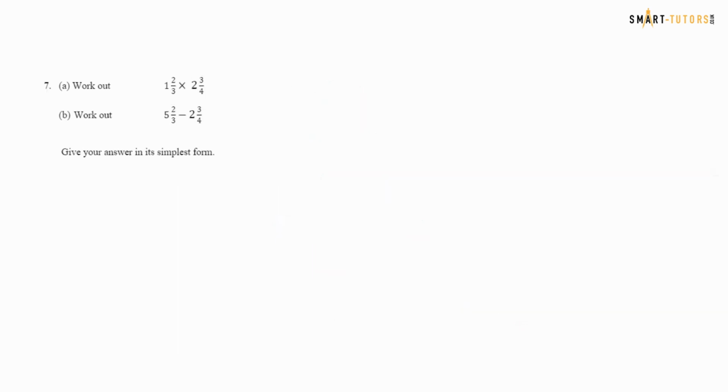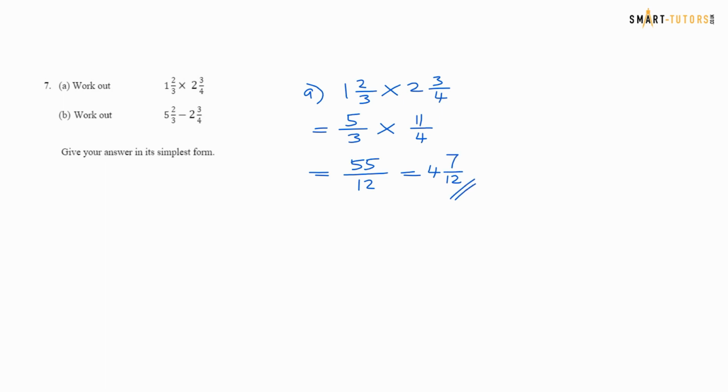Question number 7, 1 2 upon 3 times by 2 3 upon 4, which we make as improper fractions. 3 times 1 is 3, 3 plus 2 is 5 upon 3. 4 times 2 is 8, 8 plus 3 is 11 upon 4. So it cannot be cross cut. 5 times 11 is 55, 4 times 3 is 12, equal 4 and 7 over 12. That is the answer for the A part.